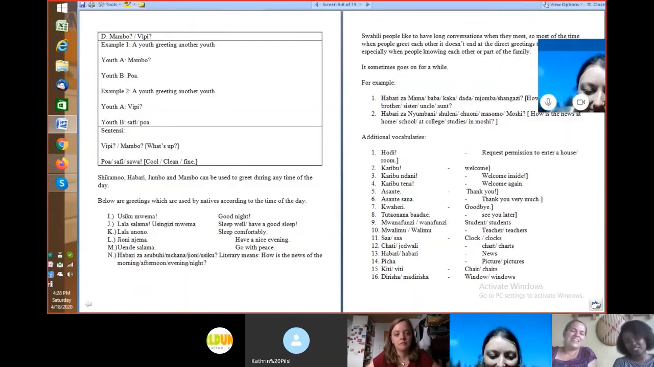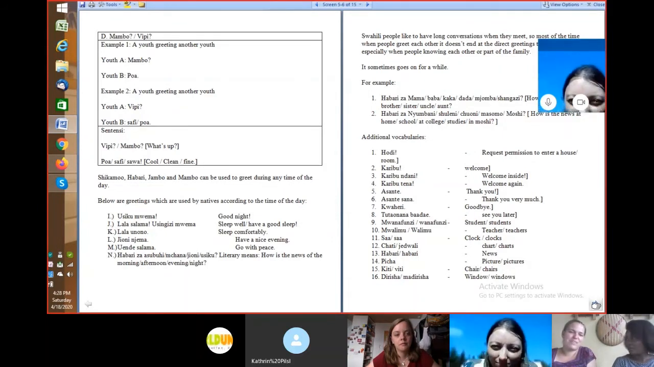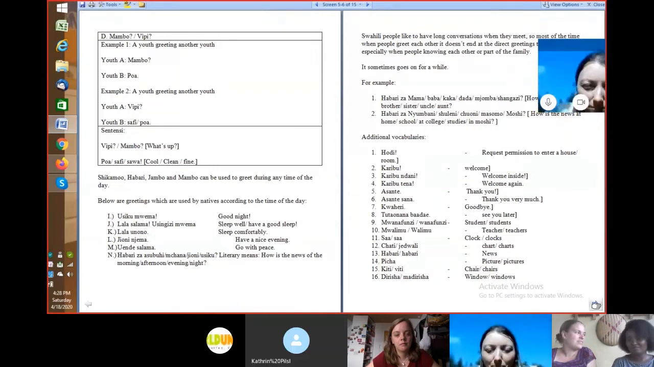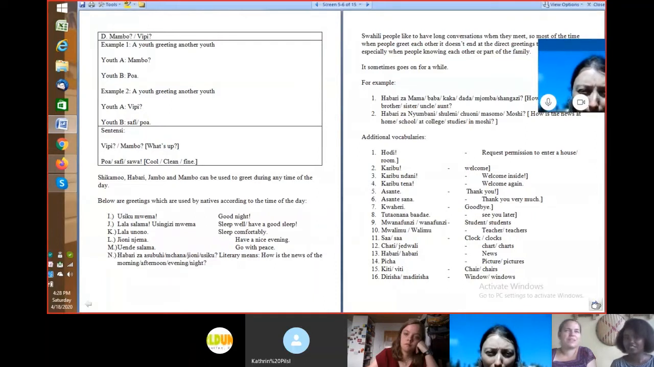And now this greeting is actually getting more common. For example, if I go to my hometown, I would really rarely hear such a greeting. In the villages, people are more respectful. They prefer to use more respectful greetings. But in towns, especially on the streets, that's where you will hear mostly Mambo, vipi, and such.